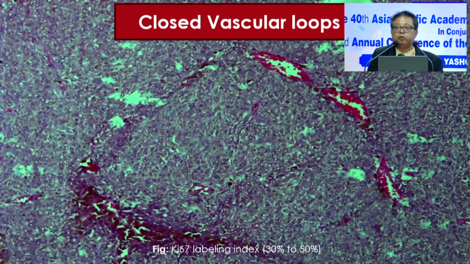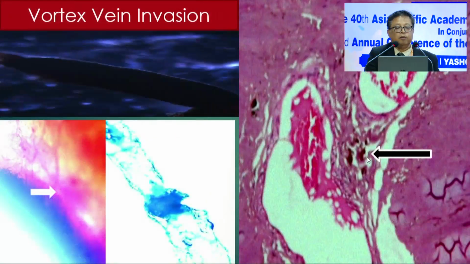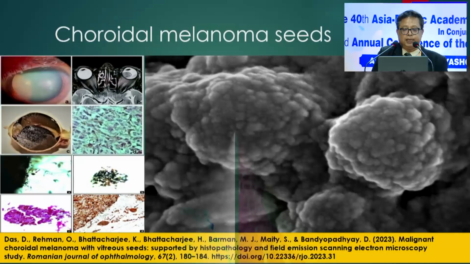Now, closed vascular patterns: Folberg et al. had studied the vascular pattern, 9 patterns they had found, and this is a closed vascular pattern that we have seen. HMB45, how beautifully it has stained the cut end of the optic nerve. You see, this melanoma cell has stained in this. Vortex vein invasion, very important. You can do innovative imaging as well as histopathology in this. And this is the choroidal melanoma seeds that Ubaid and myself and my other co-author have published in a peer-reviewed journal.